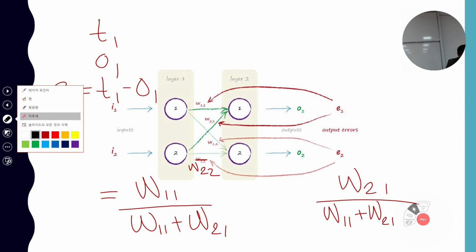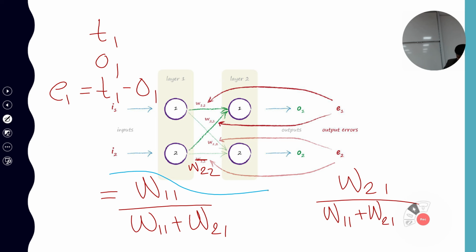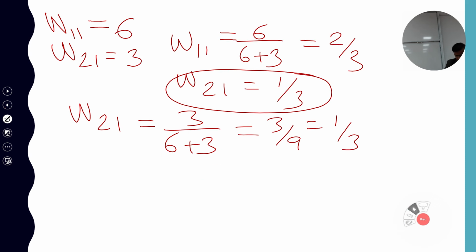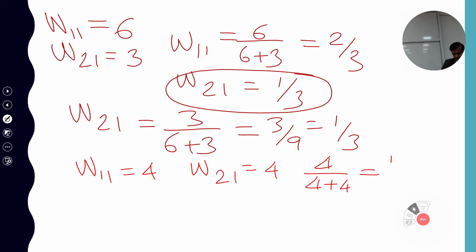This is for a proportionate system. Understand this whole thing is for the sake of W11 and W21. Some might wonder what if the weights are equal. You can also check what happens if the weights are equal. Just for example, if W11 is 4 and W21 is 4, then it's 4 by 4 plus 4, which is 1 by 2. So both are equally partitioned, or in other words, both get an equal share.